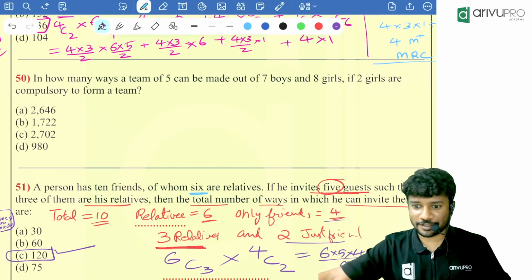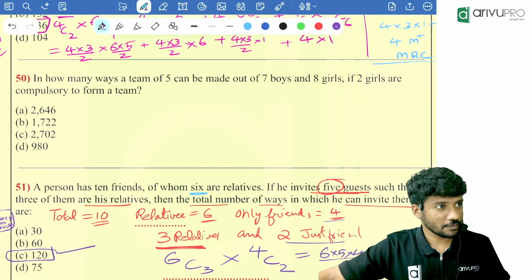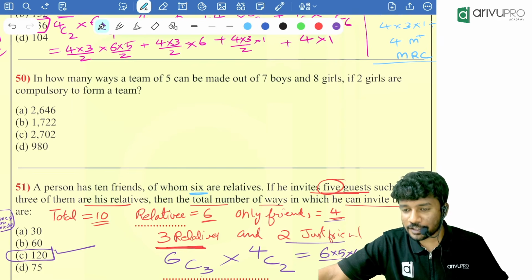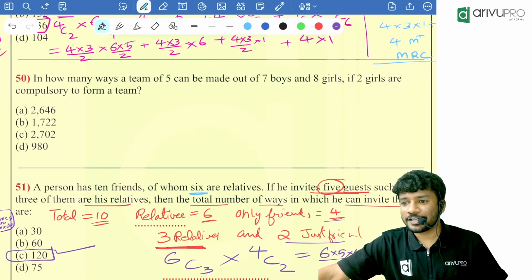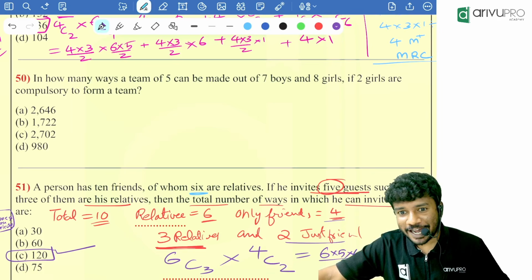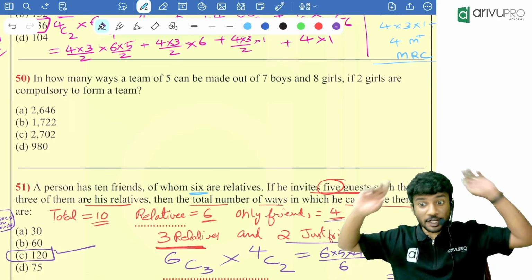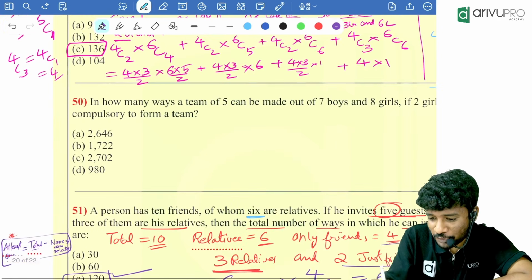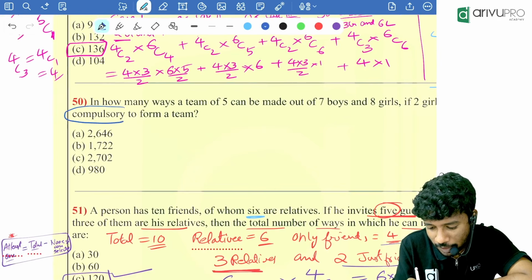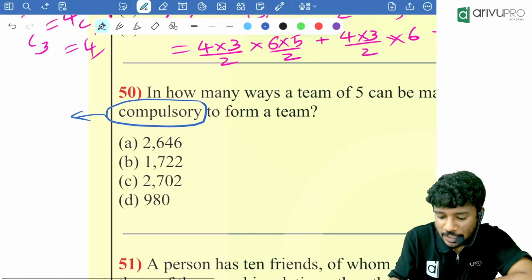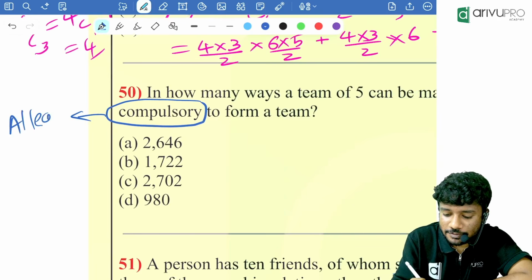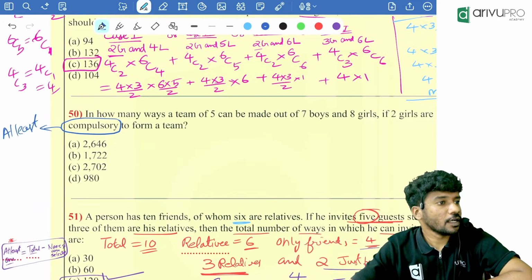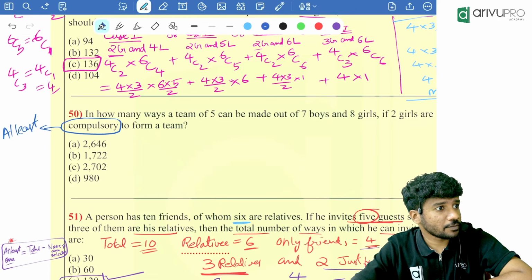2 girls are there. Then what? More girls can be there. 3 girls can be there. 4 girls can be there. 5 girls also can be there. Are you getting the point? Don't think that only 2 girls are there. Come, we'll make a note. Maybe in the future you will read it and that time you will have the doubt. Compulsory means what? At least. Yes. Correct answer. So you did it now. Everyone do it.